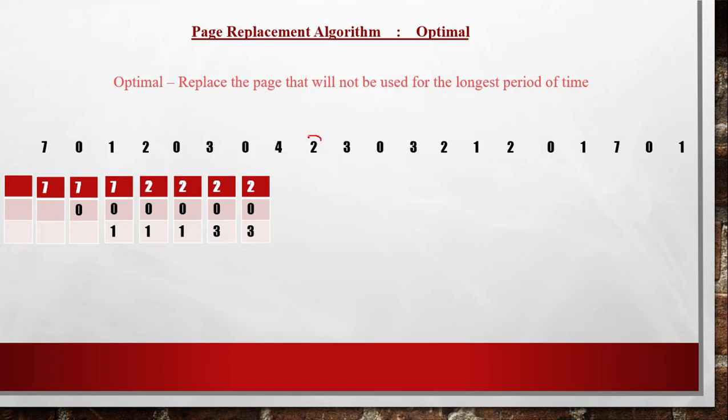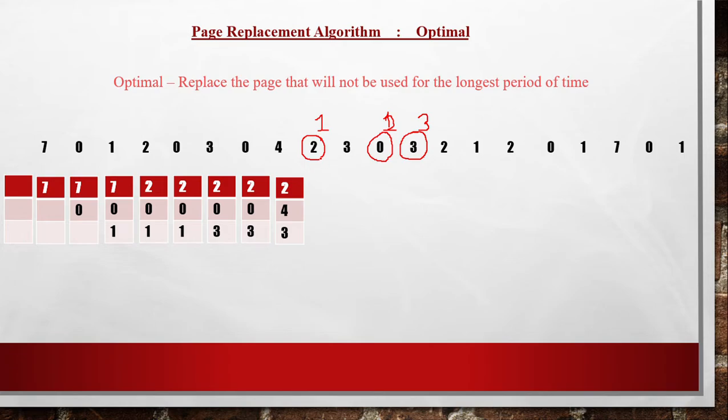See, 2 is used here. 0 will be used after some time of 2, and 3 will be used after some time of 0. So which one will be referred first? 2 will be referred first. Next 0 will be referred, so 0 is the second reference. Then 3 will be referenced. So after the longest time, which one will be referenced? That is nothing but 3. So 3 should be taken for replacement. So 4 will replace 3.